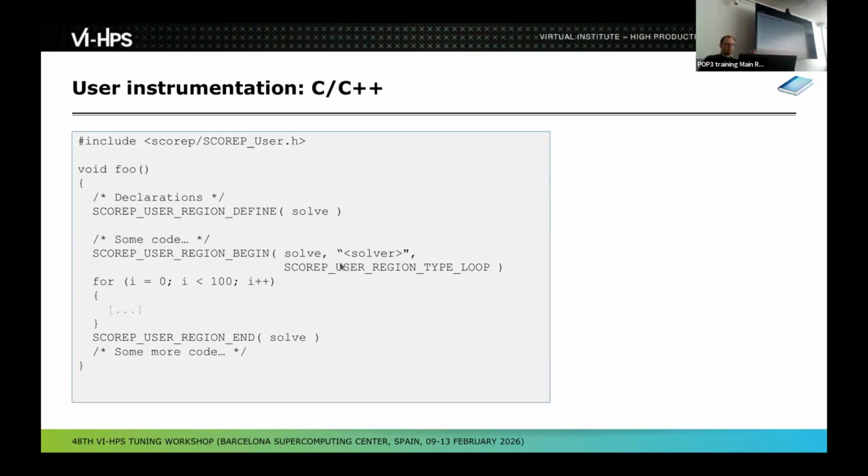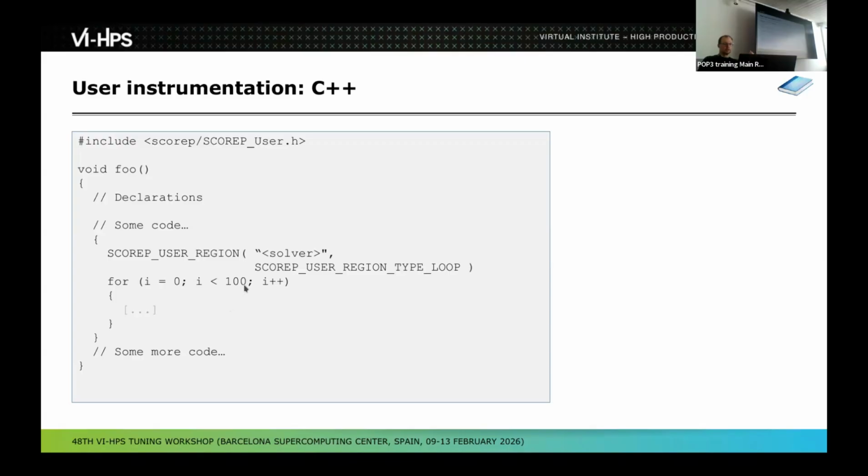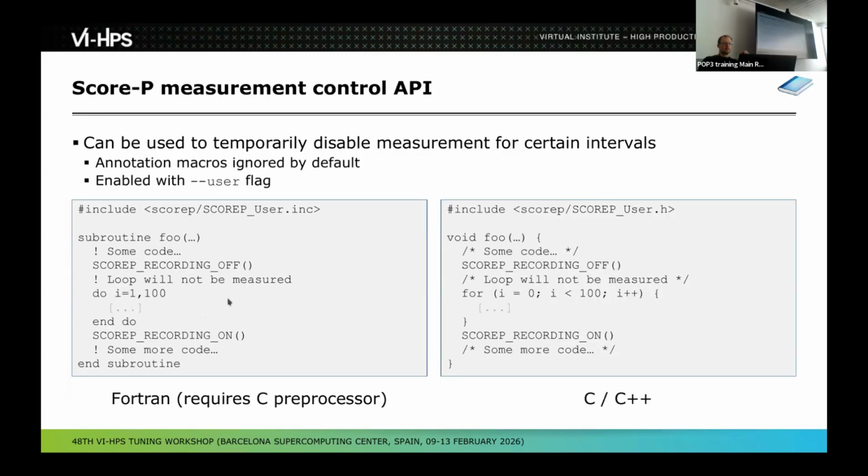And we have a similar way for C++, that defines the name and then begin and end. The easiest is probably if you go directly for C++, but that just works for C++, where you can do just before for SCOREP_USER_REGION, and then with the solver and region type, and that's sufficient for C++. There are more variations on that, but it's quite useful.